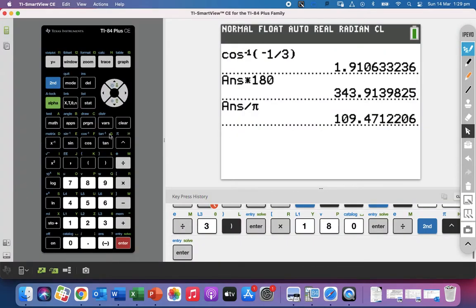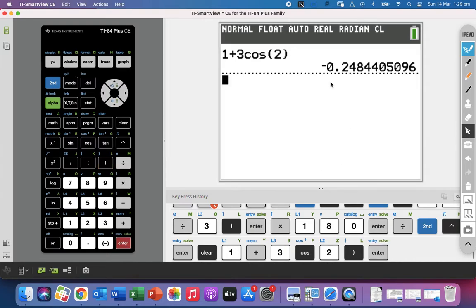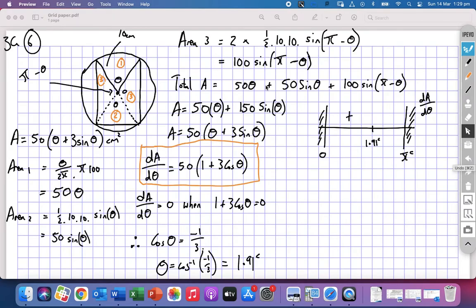let's just hide that for a minute. 1 plus 3 cos of 2, I should get a negative answer here, and I do. Good. Or if you want to do it with your unit circle, maybe pi on 6, you could have seen that pi on 6 is a negative number for cos, and gone from there. So there's our maximum, right?